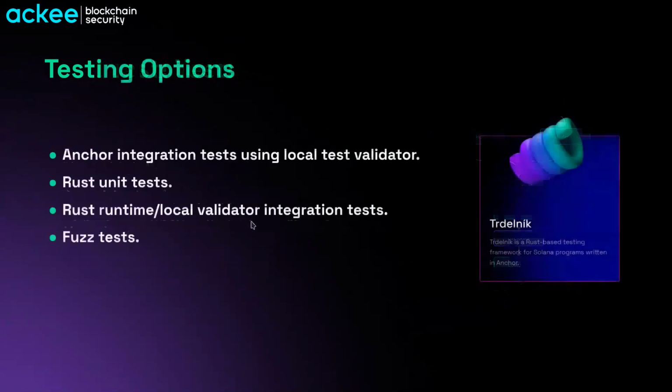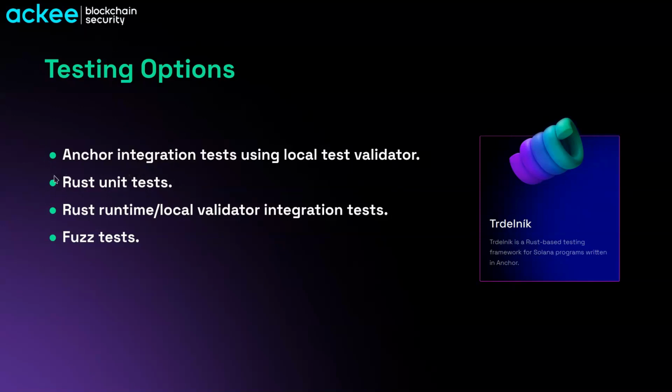And speaking about tests, there are actually different options, a lot of options. So I would say that the Anchor integration tests using a local test validator are really a must that every project should have. This is what you had the chance to see already with Andre, my colleague, during the lectures. And this is also how you test your assignment when you run Anchor test. So this is one option.